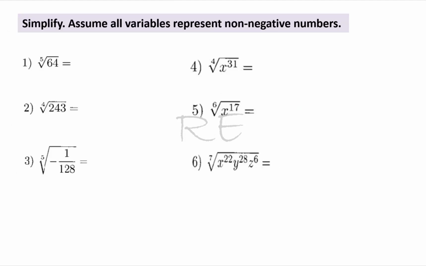Simplify 5th root of 64. 5th root of 64 is 5th root of 32 times 5th root of 2. 64 is 2 times 32. 5th root of 32 is 2. So our answer is 2 times 5th root of 2.